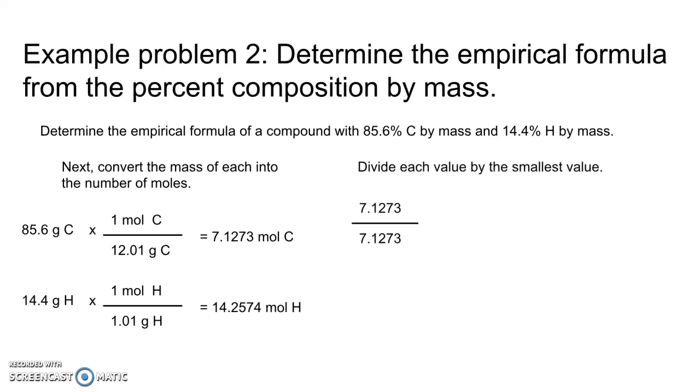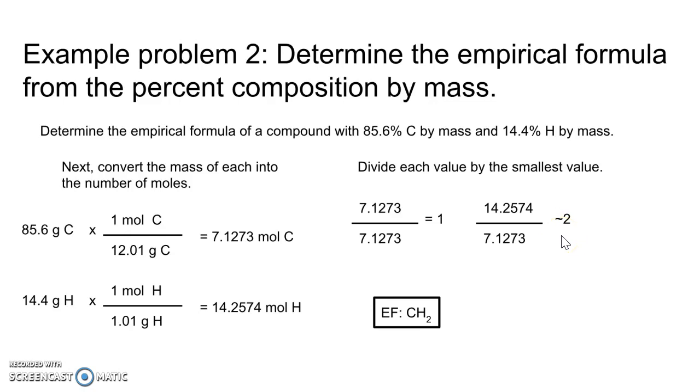Okay, well, a number divided by itself, 1. And then if I divide the 14.2574 by 7.1273, it's about 2. Okay, so if that's true, that's really just telling me, well, I know that this divided by this, because this was carbon, important to keep track of that when you're going through. Since this was carbon, that means that there's 1 carbon for every 2 hydrogens. And so that's where I get my empirical formula of CH2.